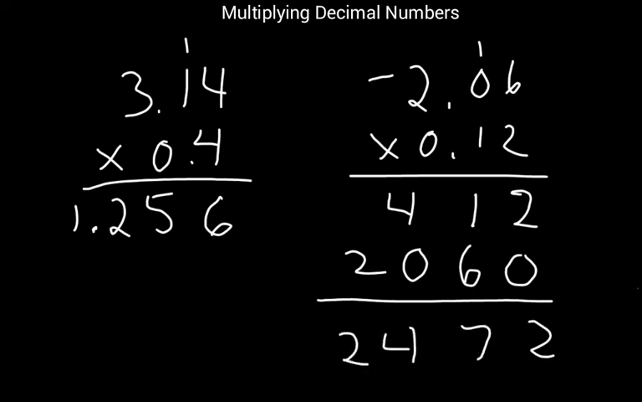And count the decimal places. 1, 2, 3, 4. And go over 1, 2, 3, 4. And it goes right there.